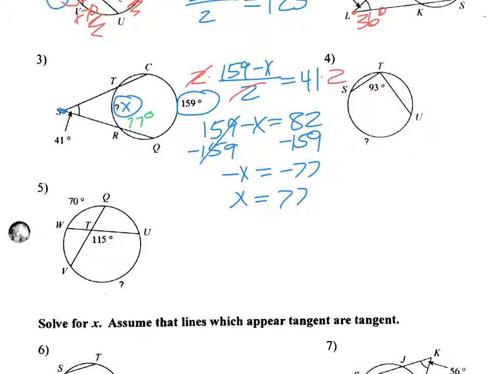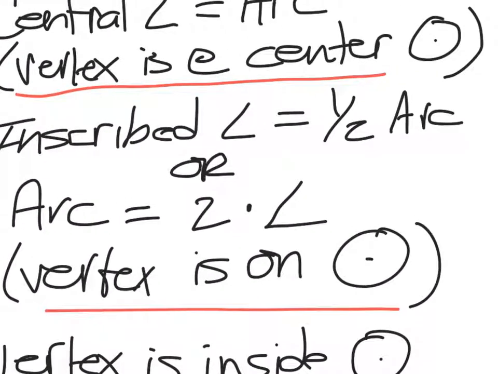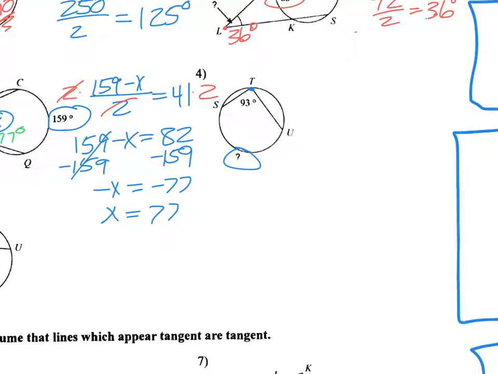Okay. All right, number 4. Where's the vertex? The vertex is on the circle. I'm looking for the arc. So in this case, this is what we have learned is an inscribed angle. Since I'm looking for the arc, then I'm going to use this one. Vertex is on the circle. The arc is twice the angle. So all I do is I take the angle and multiply it by 2. So 93 times 2 would be 186, and that would be the arc.